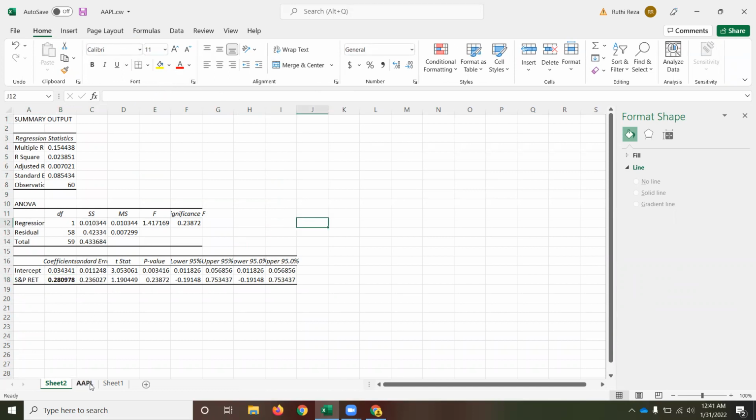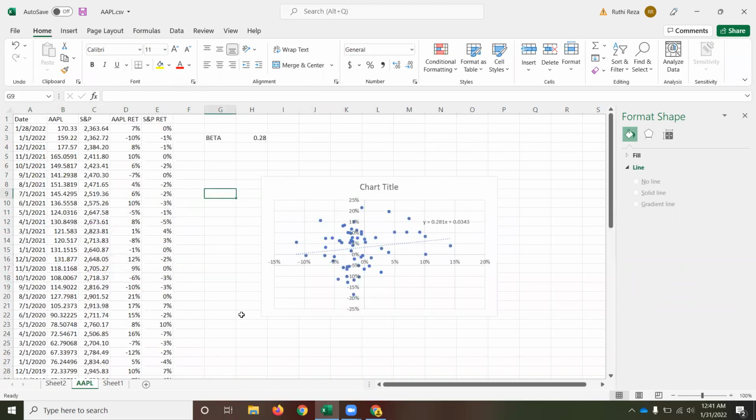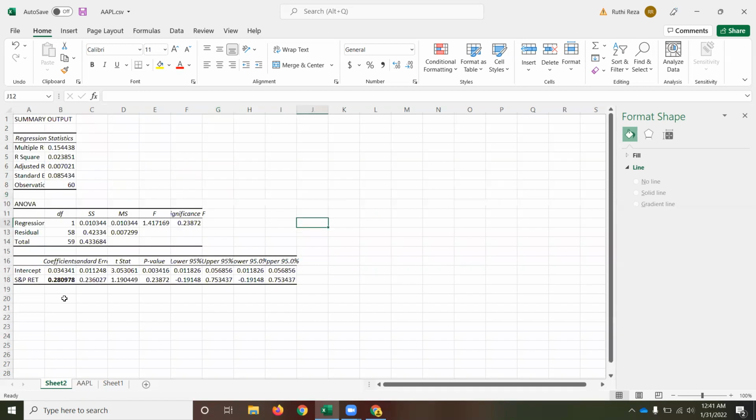All right. So here we discussed 3 different ways to calculate beta. One is using the slope function, another one by drawing the scatter plot and then finding the regression equation and then the slope of that regression equation. And the third approach is to regress the stock return over the market return and then finding the slope to get our beta coefficient. All right, that's all. Thank you.